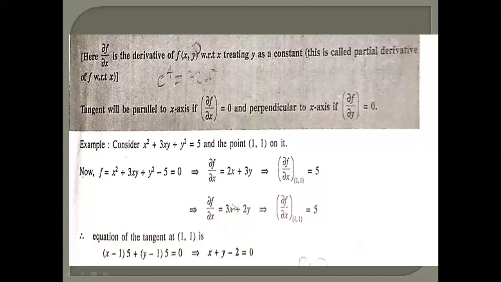Similarly, ∂f/∂y, with respect to y we are differentiating the function. In this case, x is considered as a constant. So x² differentiation is 0, 3xy differentiation is 3x, and y² differentiation is 2y. Here it is a printing mistake: 3x + 2y. And ∂f/∂y at (1, 1) is 5. Okay. Next.